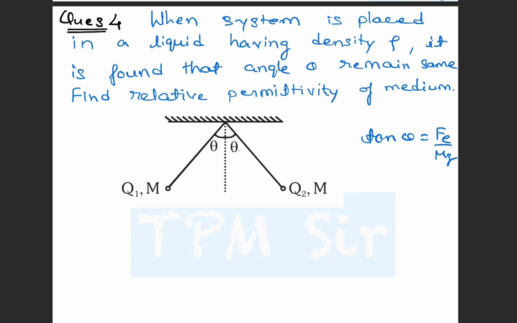And if I open that Fe, then we will get 1 by 4 pi epsilon naught. When in vacuum, we know that we will get this answer. Here, one more information you must know.